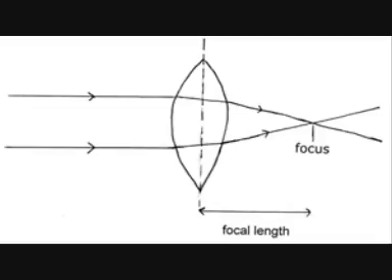Aim. The purpose of this lab is to determine the focal length of a convex lens. In order to do this, students will use equipment with a convex lens and the image it creates when placed in front of a candle.